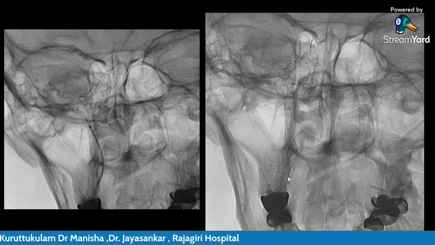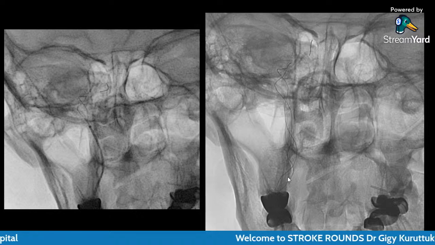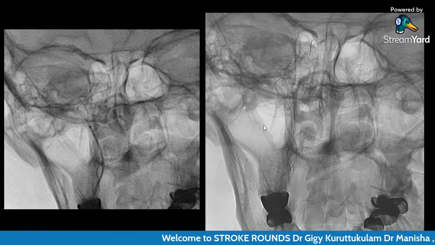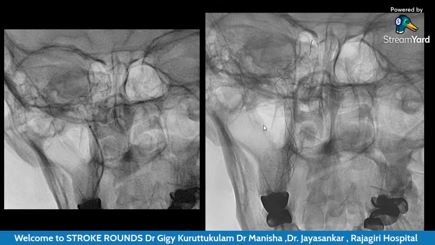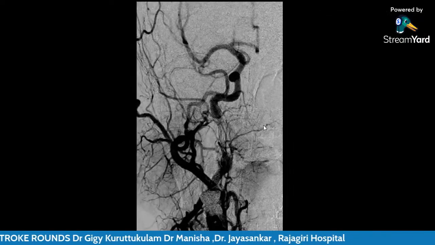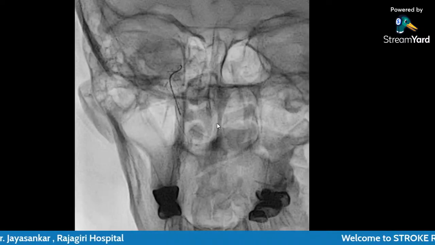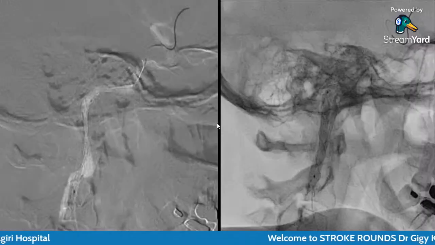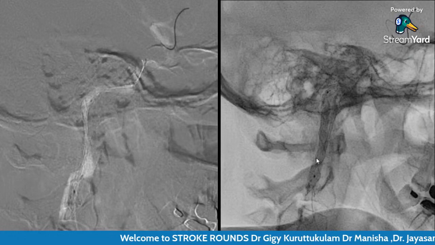Since it was a long, tortuous segment, a dedicated neurostent, which is likely to conform to the anatomy of the blood vessel, was used. A Leo stent was used. It was a self-expanding stent, deployed. But even after deploying the stent, the caliber of the vessel did not improve significantly. So a wire was taken through the stent, and again a balloon angioplasty of the stent was done.